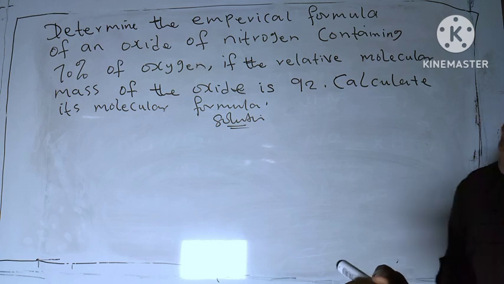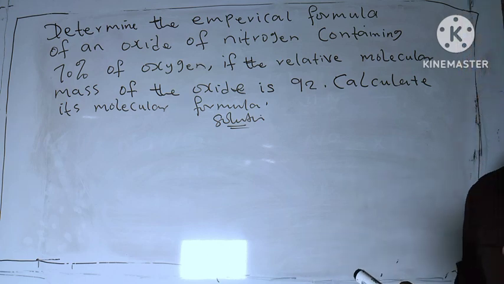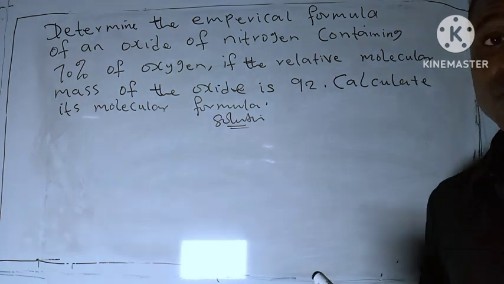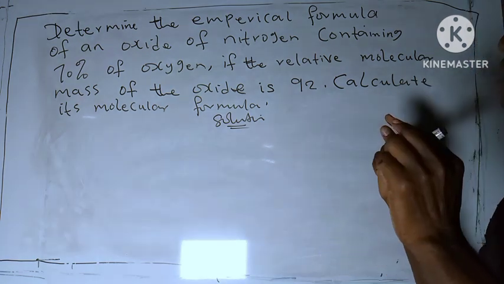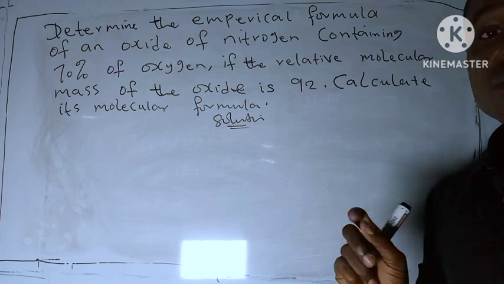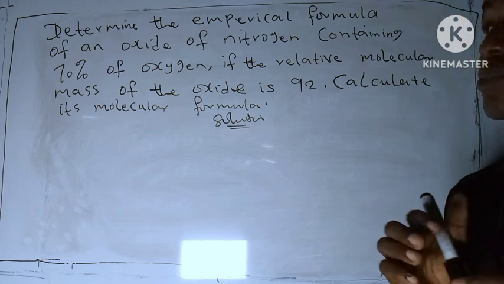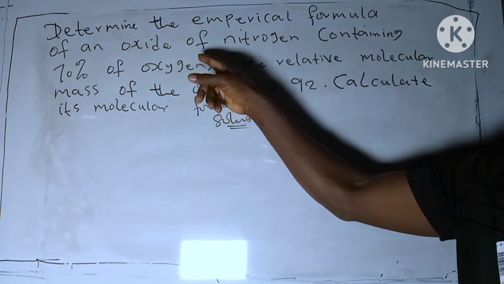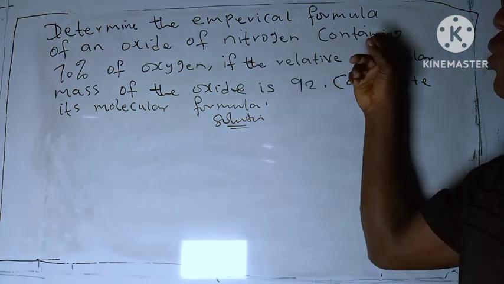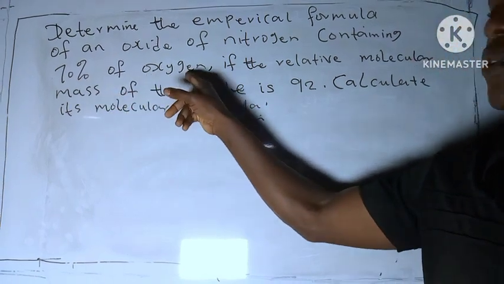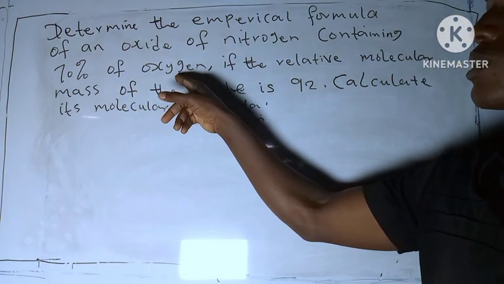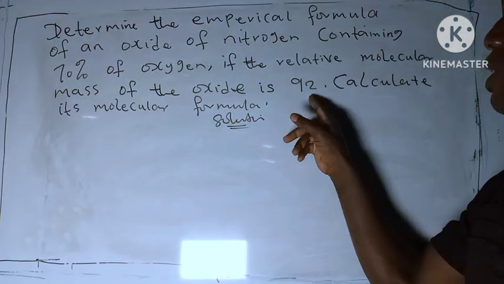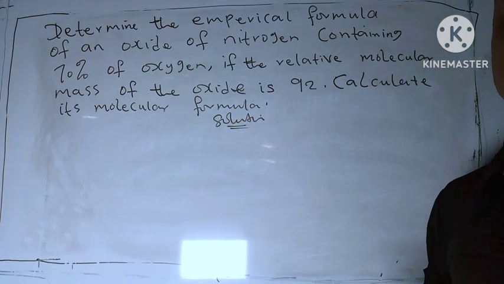See, anything about chemistry calculation or physics calculation, first you should understand what they are asking you to calculate for. First of all, understand the question before you start your calculation. Okay, let's read it again. They said determine the empirical formula of an oxide of nitrogen containing 70% of oxygen. So meaning oxygen is 70%. If the relative molecular mass of the oxide is 92, calculate its molecular formula.